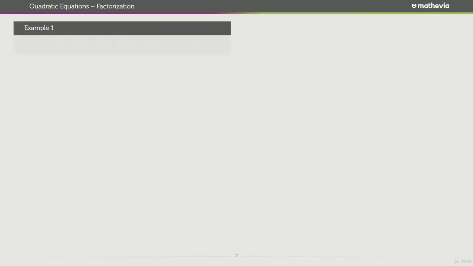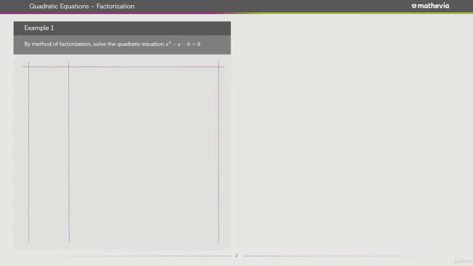Now example 1. Example 1 says by method of factorization, solve the quadratic equation x squared minus x minus 6 equals 0. And like I said, the first thing we want to do is split that middle term minus x, okay? We have minus x in this case, and we want to split that middle term into two terms, okay? I'm going to show you how you do that now.